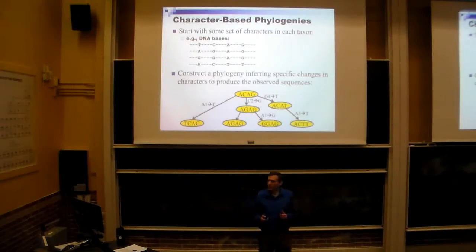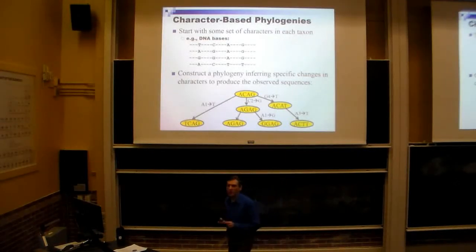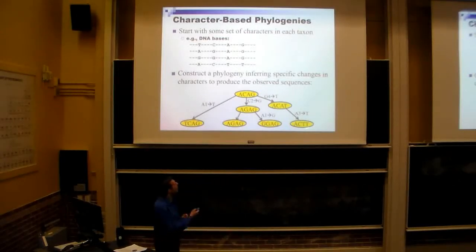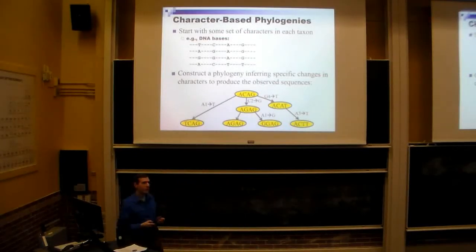So that is basically what a character-based method is at a high level, and I also want to run through some examples of that. Let me pause again for a second and ask, are there any questions on what I mean by a character-based phylogeny?